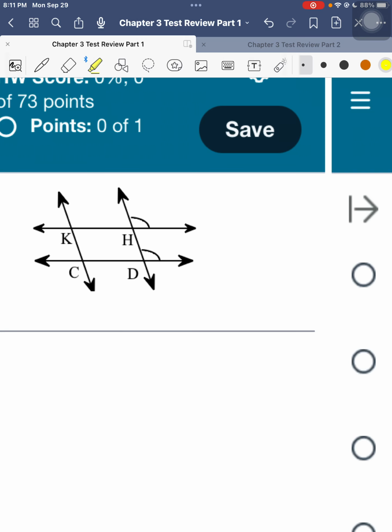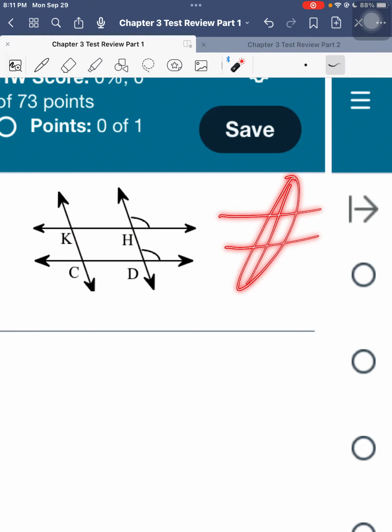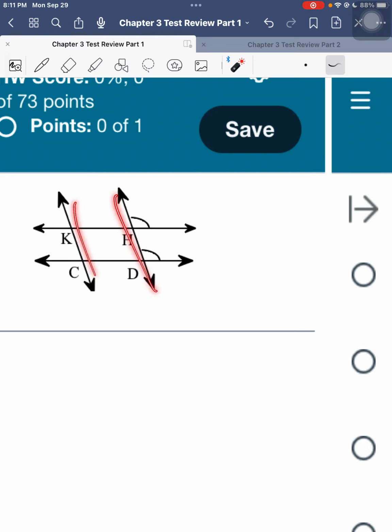So which lines are parallel? Remember, the most important thing is to identify which line is your transversal. Here, how many transversals do I have? I actually have one transversal, 2, 3, and 4.